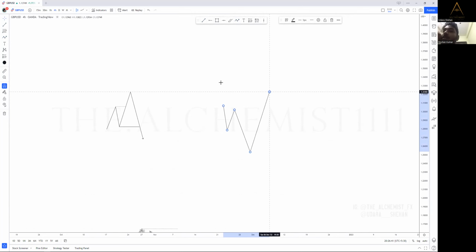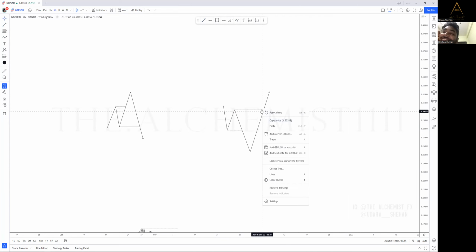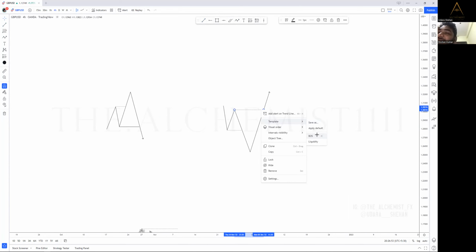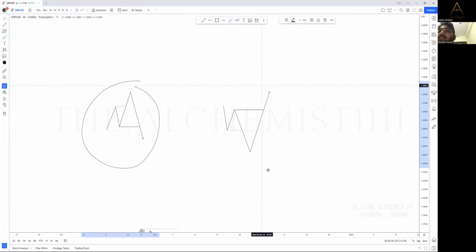Now remember, this formation is very important. Some people call this the QM and all that stuff, a bullish and a bearish QM. Whatever name you've heard, as long as you understand the logic behind it, it's more than enough. So something like this is a strong high, and this right here will be a strong low.